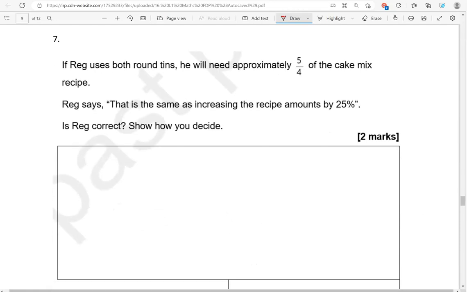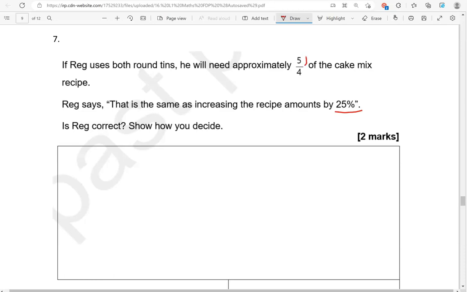If Reg uses both round tins, he will need approximately 5/4 of the cake mix recipe. This question links to a previous question that is not here, one that doesn't really link to fractions, decimals and percentages. Nonetheless, don't worry, it's important what the question is asking. Reg says that is the same as increasing the recipe amounts by 25%. Is Reg correct? Show how you decide.